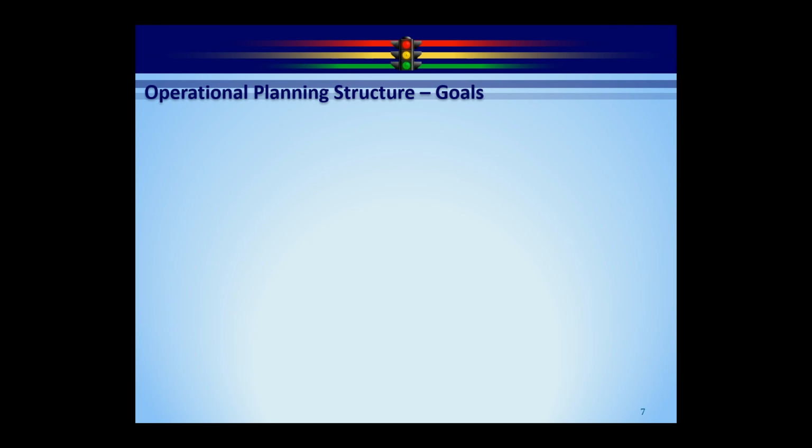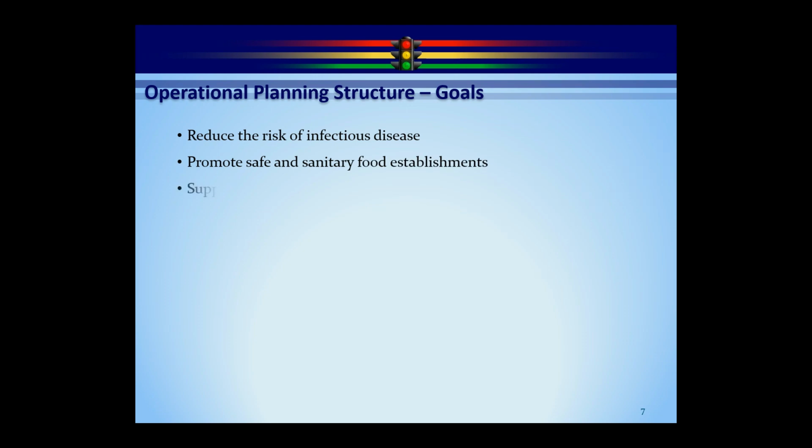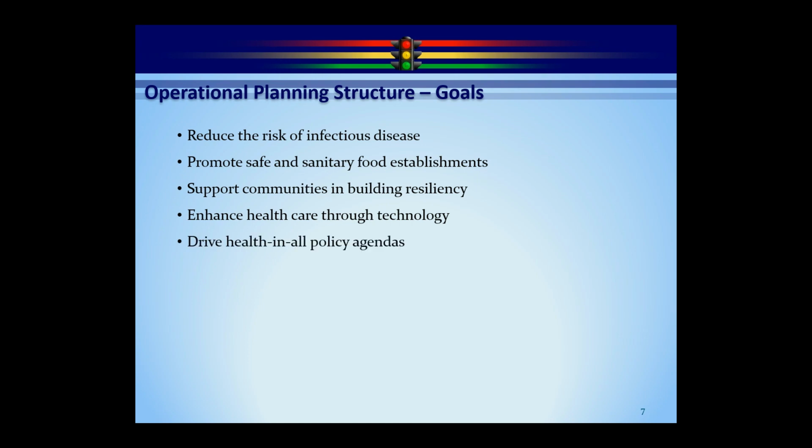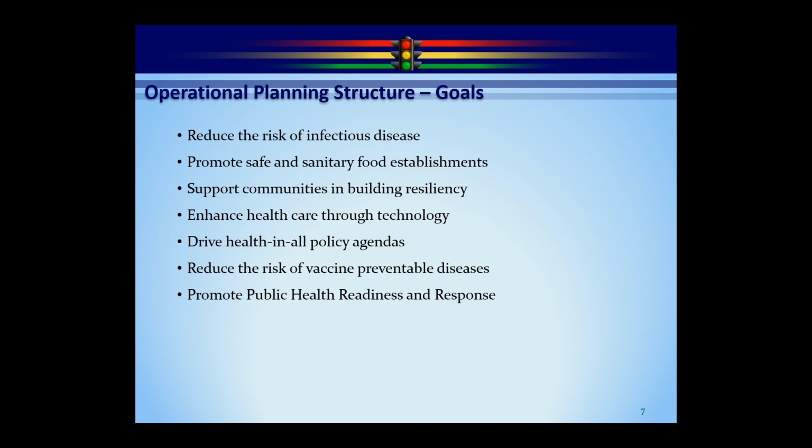So again, here's some real examples. Reduce the risk of infectious disease. Promote safe and sanitary food establishments. Support communities in building resiliency. Enhance healthcare through technology. Drive health in all policy agendas. Reduce the risk of vaccine preventable diseases. Promote public health readiness and response. Promote succession planning and career growth.